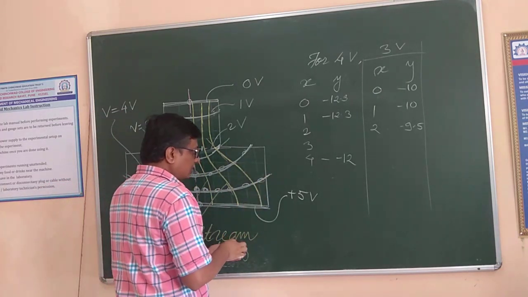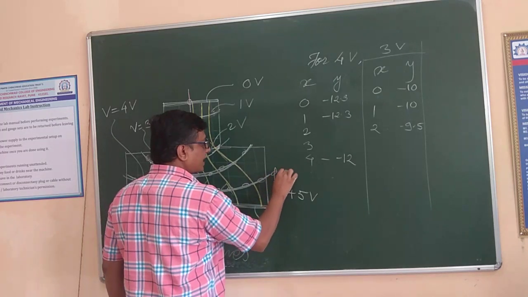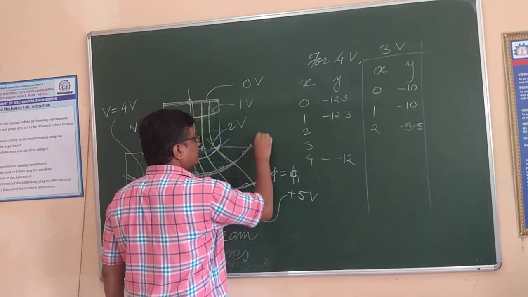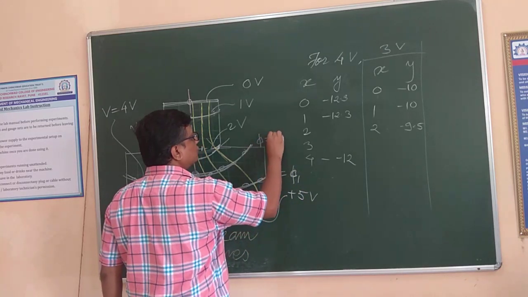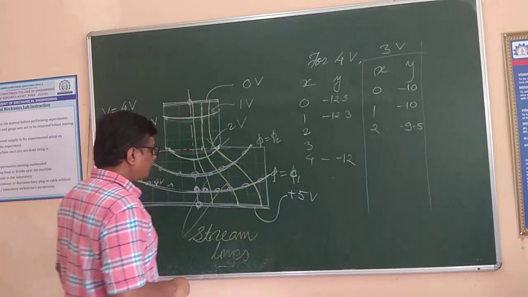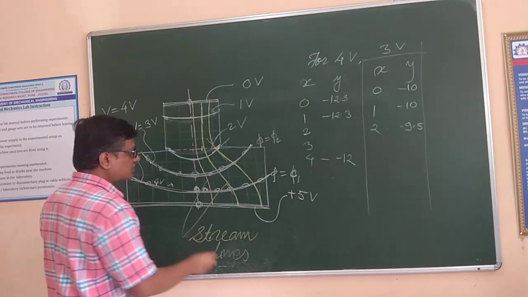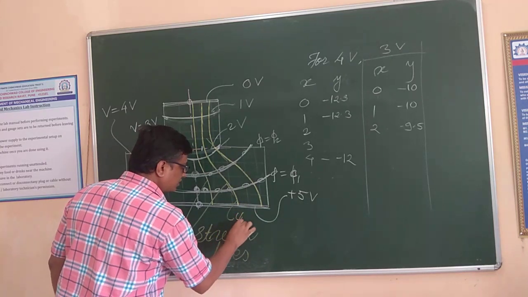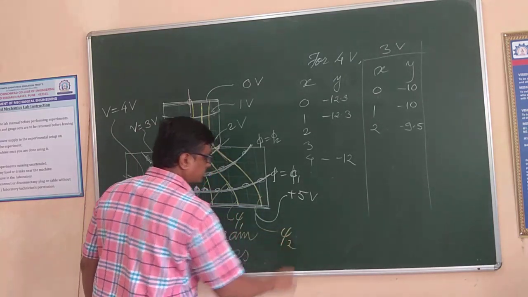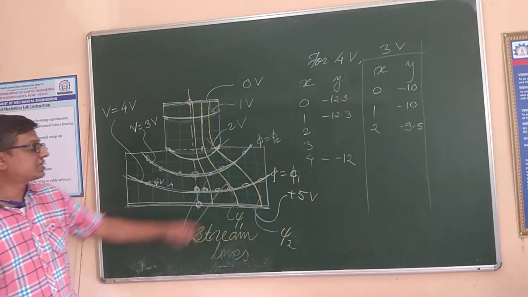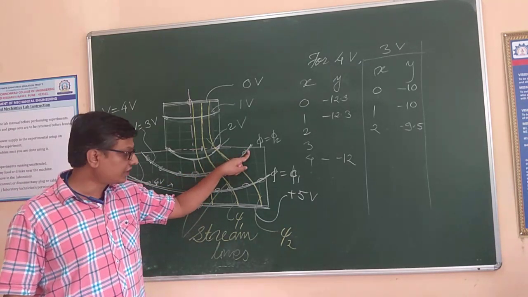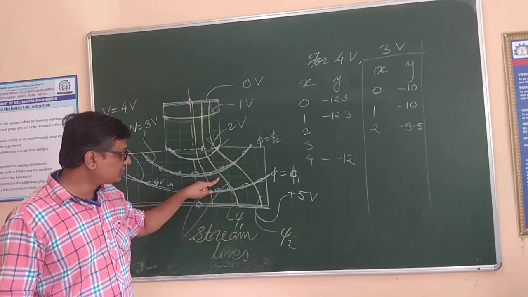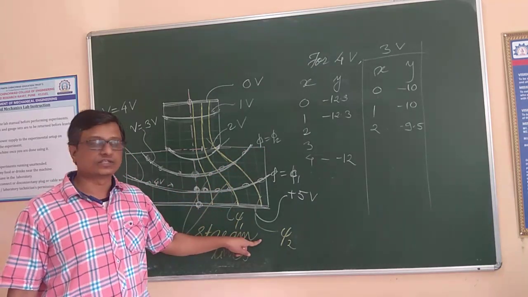For these curves which are equipotential, phi is equal to constant. This is phi equals, let us say, phi 1. Here phi equals, let us say, phi 2. So these are what? Equipotential. Whereas for these curves, psi will be constant. For this curve, psi 1, for this curve psi 2, and something like this. These are the equipotential curves of constant potential function. These are the streamlines of constant stream function.